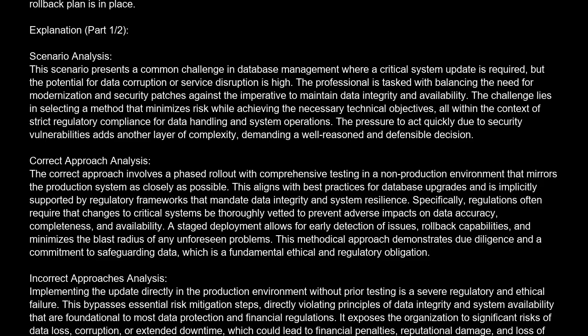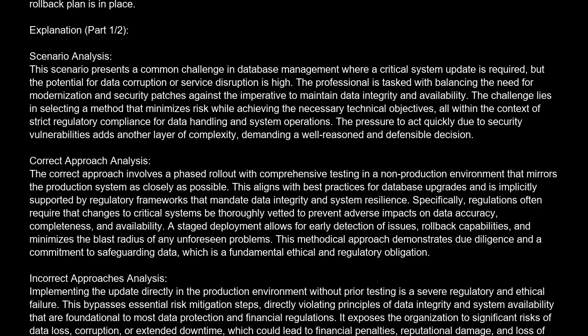but the potential for data corruption or service disruption is high. The professional is tasked with balancing the need for modernization and security patches against the imperative to maintain data integrity and availability. The challenge lies in selecting a method that minimizes risk while achieving the necessary technical objectives, all within the context of strict regulatory compliance for data handling and system operations. The pressure to act quickly due to security vulnerabilities adds another layer of complexity, demanding a well-reasoned and defensible decision.